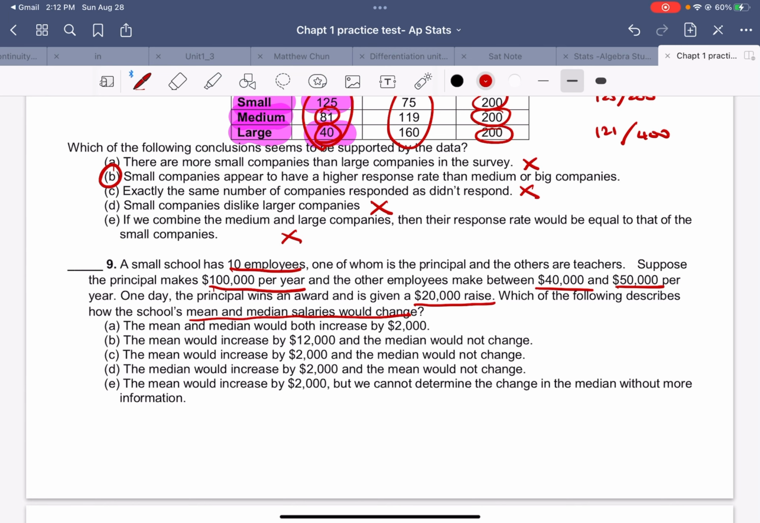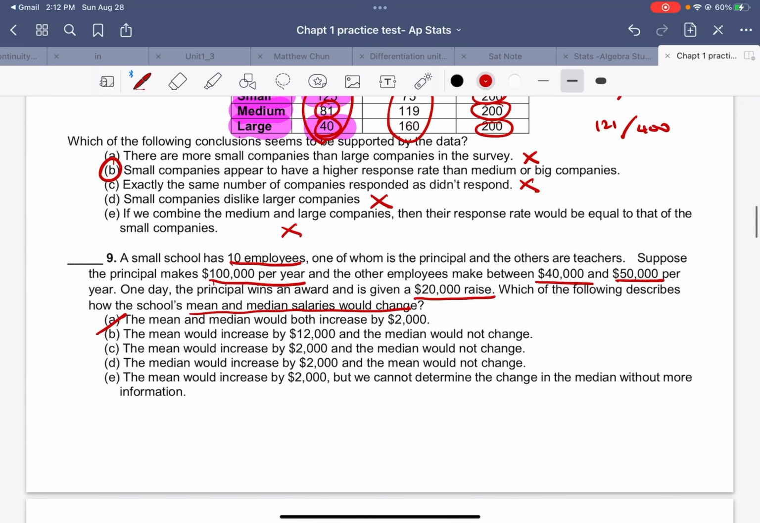Now, mean and median would both increase. That's not true. Mean would increase, and median would not change. That's what you have to say. So median increase, no. And let's see, it looks like either B or C. So mean would increase, median would not increase, right? Because only the highest one is increased, and the median is not going to change.